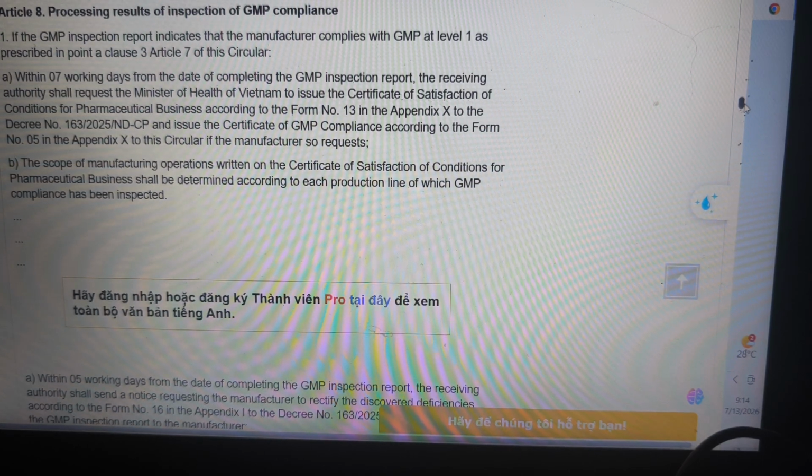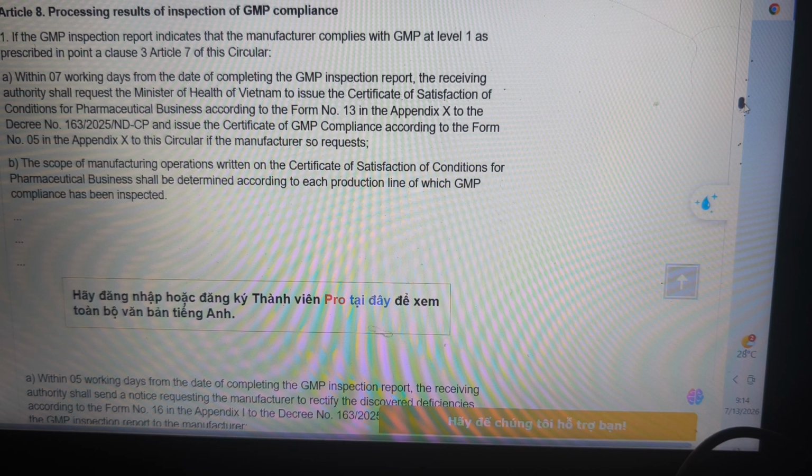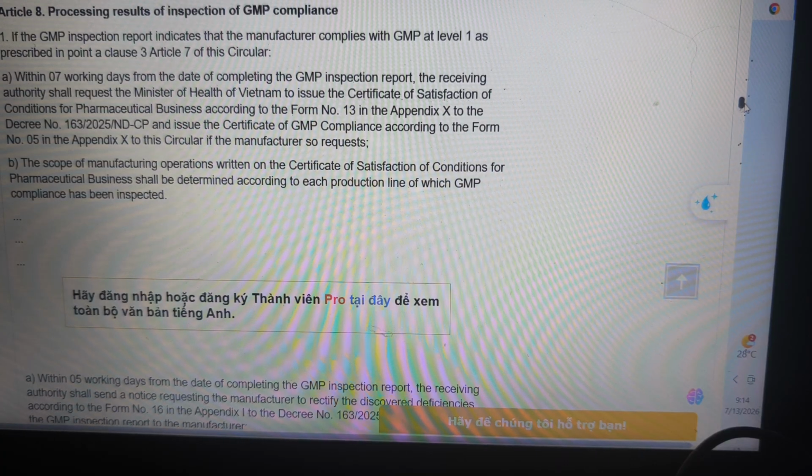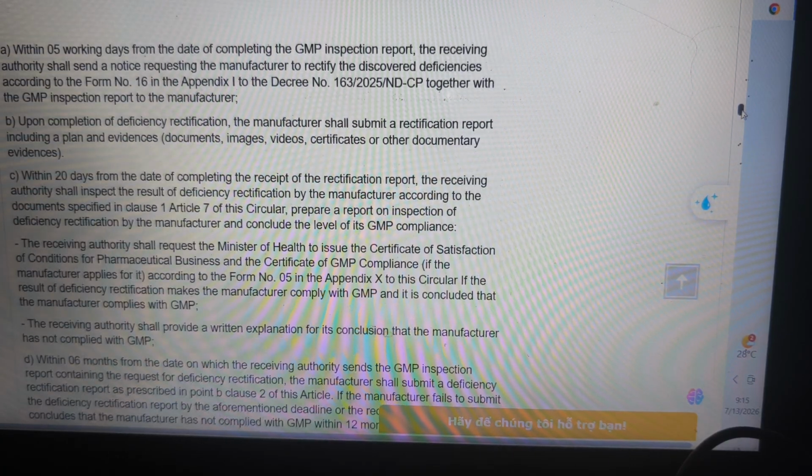Within 5 working days from the date of the printing of the GMP inspection report, the receiving authority shall send a notice requesting the manufacturers to rectify the discovered deficiencies according to form number 16 in Appendix 1 to Decree number 133/2024 of the government, together with the GMP inspection report, to the manufacturers.